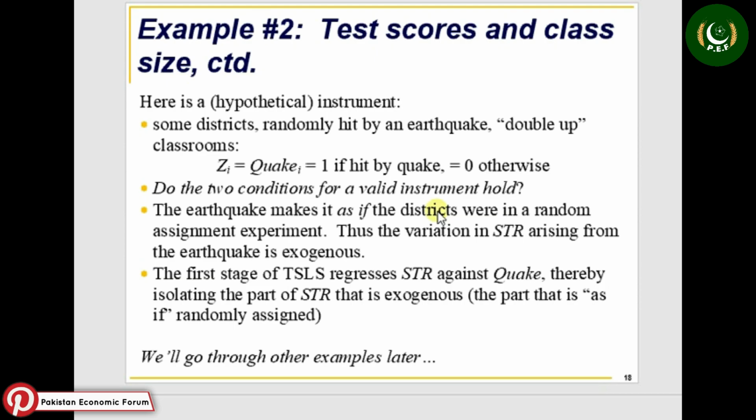Okay, let's move further. Okay, this is the example which I was giving.